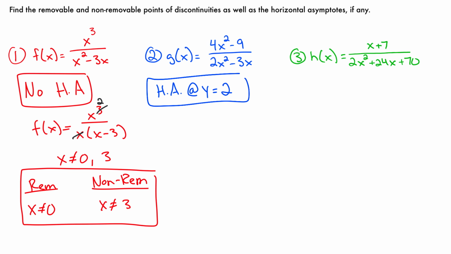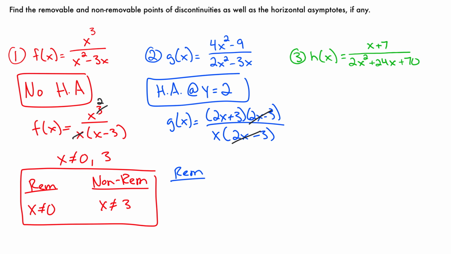In order to find the discontinuities, I need to factor this. So g of x would equal 2x plus 3 times 2x minus 3 all over the denominator. You can factor an x out and get x times 2x minus 3. Then I noticed that the 2x minus 3 on top and bottom would eliminate. Therefore, my removable discontinuities are when this would be equal to 0. You can set it equal to 0 and solve it algebraically, 2x minus 3 equals 0, or recognize that it's just x cannot equal positive 3 over 2.